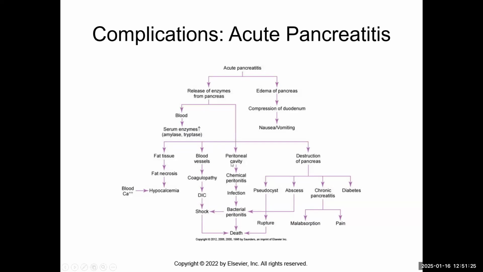And then you get in the peritoneal cavity, you can end up with peritonitis, which could then become infected and cause death. Or if you have destruction of the pancreas, it can lead to the pancreas rupturing if it has a pseudocyst or an abscess that gets large enough, but either way that can lead to death. But you could have a malabsorption with a chronic pancreatitis because your pancreas is not releasing the enzymes that your body needs to digest things properly. And in those cases, you will usually have to orally take those enzymes when you eat to help it digest to get the nutrients.